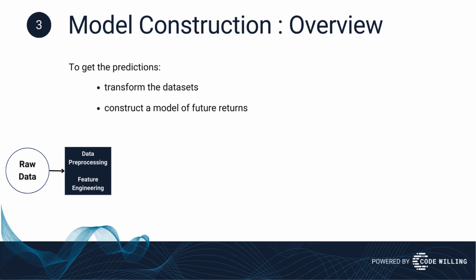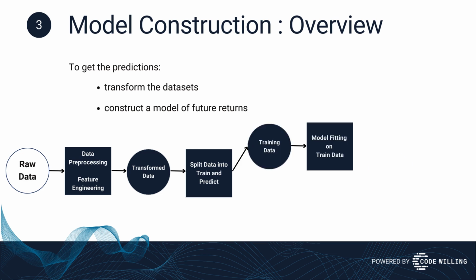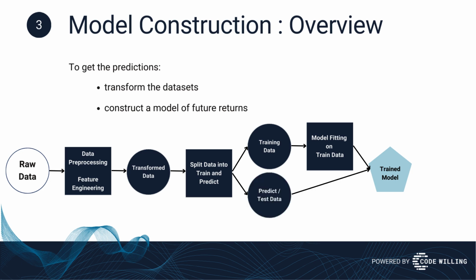The constructed features must be stored in columns, with a unique date and stock in each row. The target variable, or future stock returns, must also be stored in a column of the same data frame. Once the transformed data containing the features and target variable is ready, we can construct the model. We need to split the data into training and predict datasets. We will use the training data with the X and Y variables to fit our model. Then we will use the X variables of the predict or test data as inputs to the fitted model to get the predictions of stock returns.